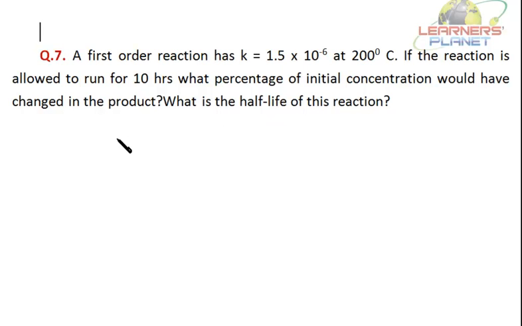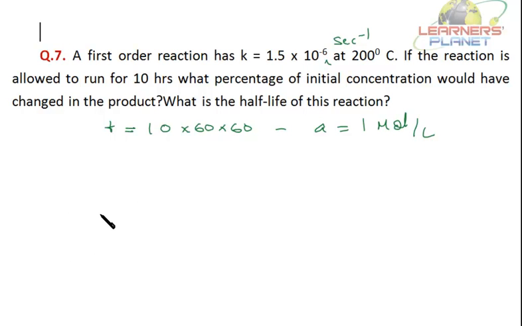Now we are provided with 10 hours, right? That is the time. Time is equal to 10 hours and K is 1.5 into 10 to the power minus 6 second inverse. So the time has to be changed into seconds. So 10 into 60 into 60 will give you 36,000 seconds. Now let's take the initial concentration as 1 mole per liter.